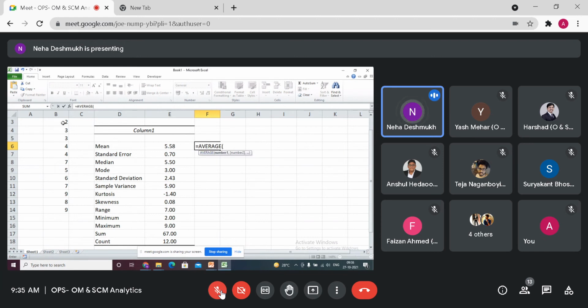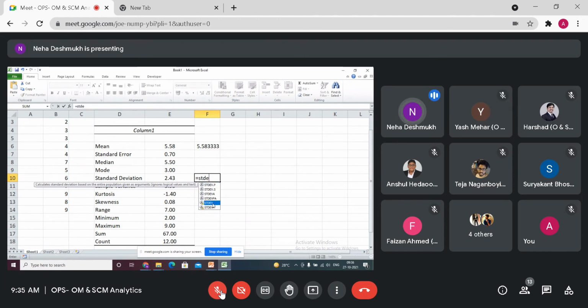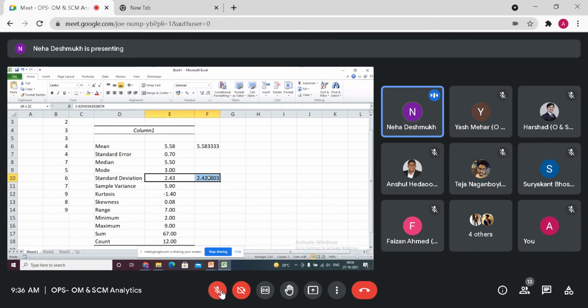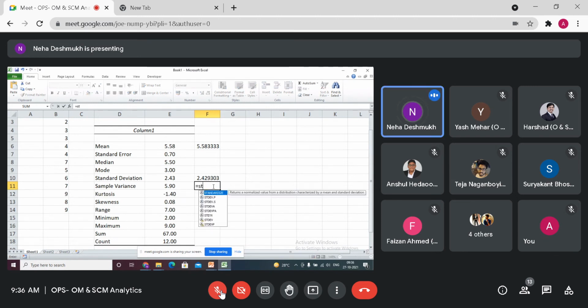This is the average function, this is the data, and enter, it gives 5.58, right? Ma'am, I know about the average, I just want to know about the standard deviation. STDEV, select this, it gives 2.43. Okay, ma'am, got it. In my Excel the formula is not showing for standard deviation, maybe because of some issue. STDEV, this one, right?